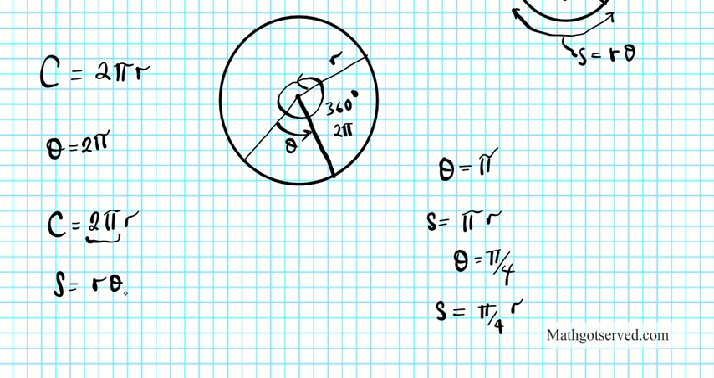When theta is 2 pi, it is exactly the same as the circumference formula. So this circumference formula is a special case of the arc length formula. It is when theta is equal to 2 pi, when doing a full circle. So that's where this formula came from. S is equal to r theta is actually an offset, or a derivation, of this formula, C is equal to 2 pi r.